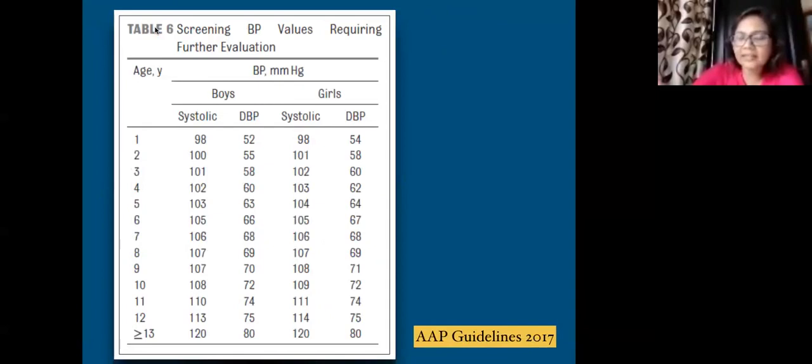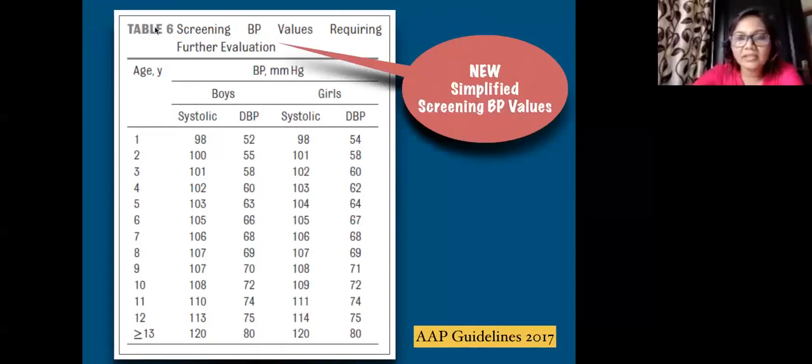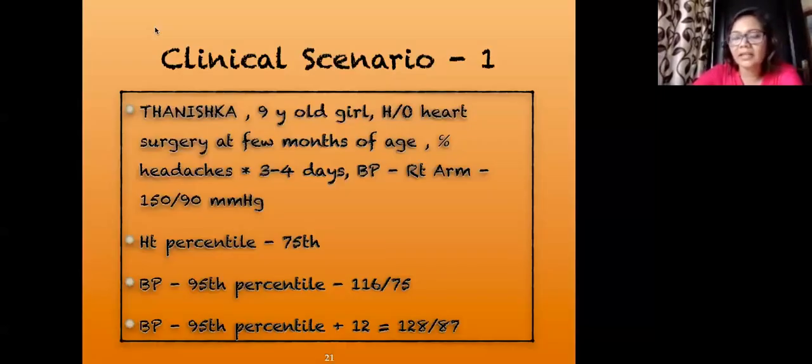And another important thing or practically helpful tool which you can find in the guidelines is that the screening values of blood pressure for every age which requires further evaluation is being given as a table. So you can actually make a cutout of it and store it on your mobile phone, or you can paste it in your clinic so that you know at what age what blood pressure needs further evaluation without actually looking at the height or height percentile or going into the percentile charts. So this is also a new addition to the recent clinical guideline.